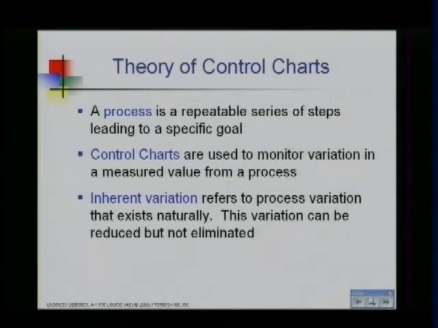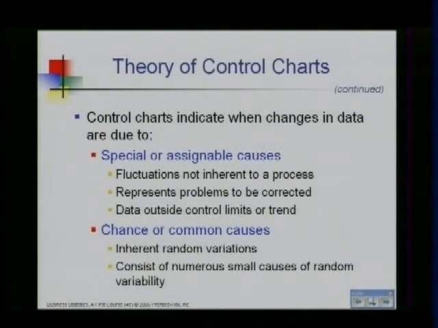So when we're doing our control charting, we're trying to figure out, is this variation that we see built into the system or inherent, or does it indicate a problem, something we need to work on or do something about? Okay, so there's basically two categories or two types of explanations we have for variation in values. First is called special or assignable cause variation, and the second is called chance or common cause variation.